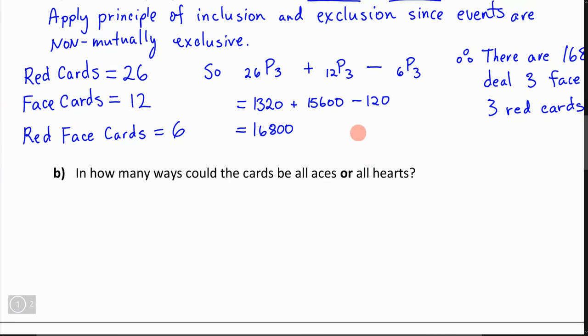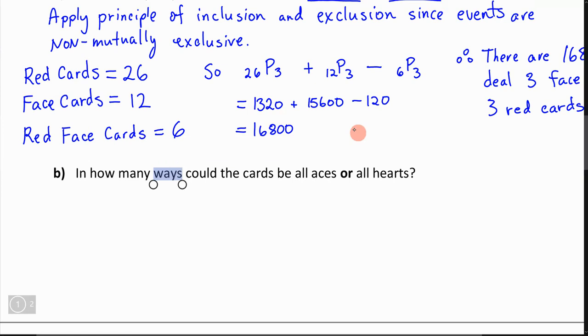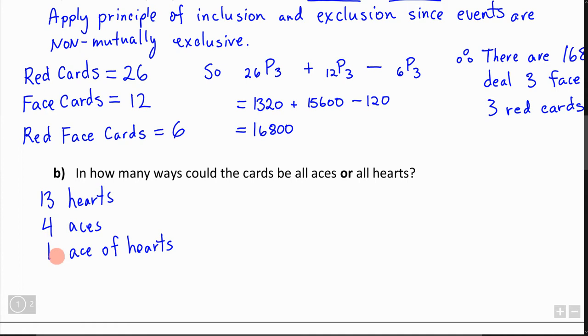Part B. In how many ways could the cards be all aces or all hearts? Well, we have 13 hearts. So let's just write this down. 13 hearts. And we have four aces. And it turns out that we do have one ace of hearts. So that's your intersection between the two events. If the first event is hearts and the second event is aces, then the intersection would be just the ace of hearts.